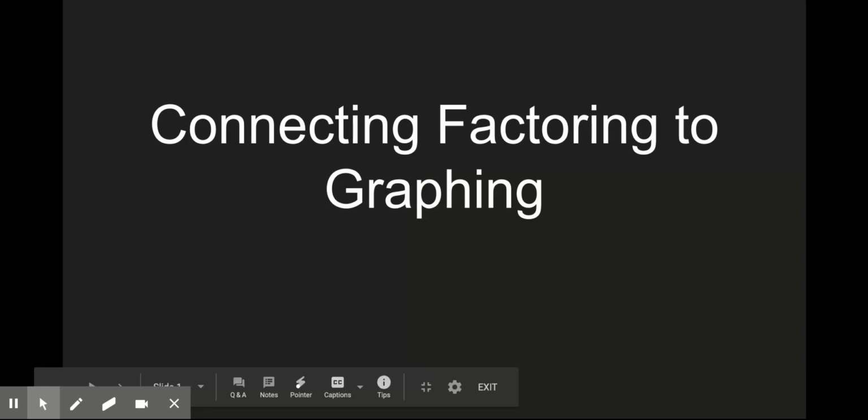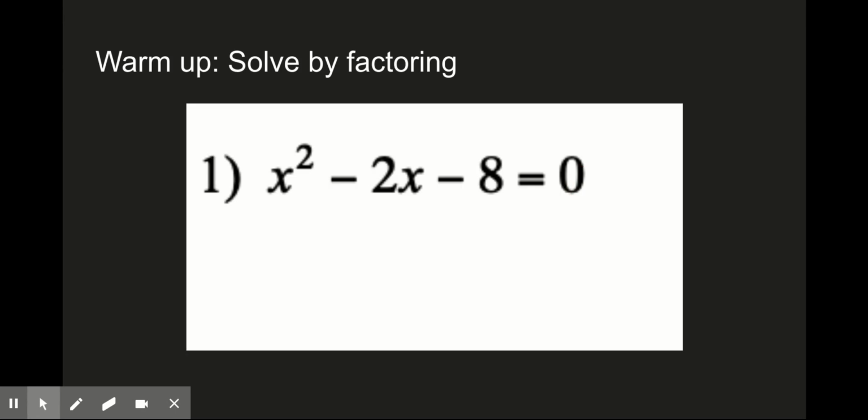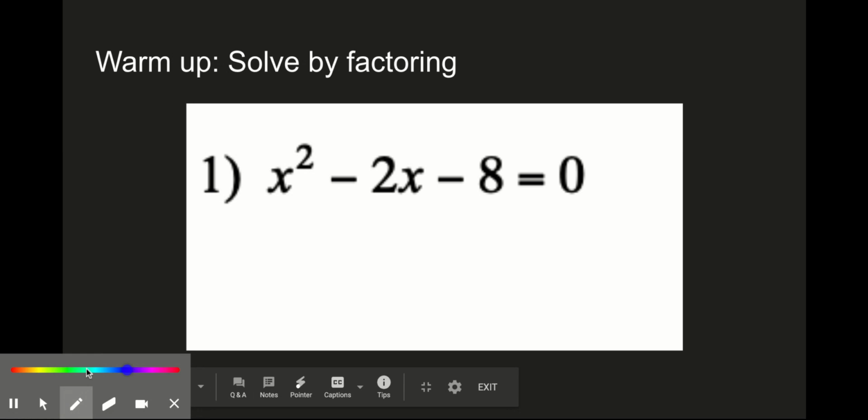In today's video, what I'd like to do is try to connect the concepts of factoring and graphing. So something we've been working on the past couple days into something that we were working on in the past weeks. So as a warm-up, let's start by solving by factoring here.